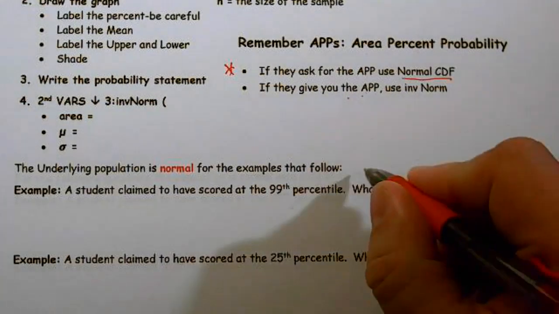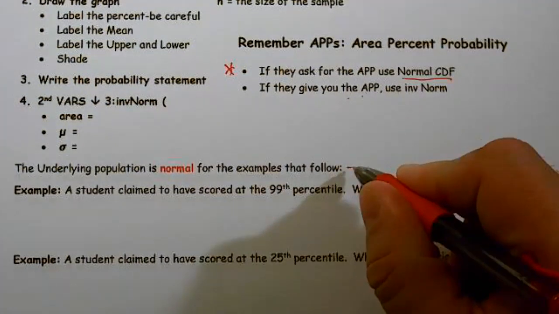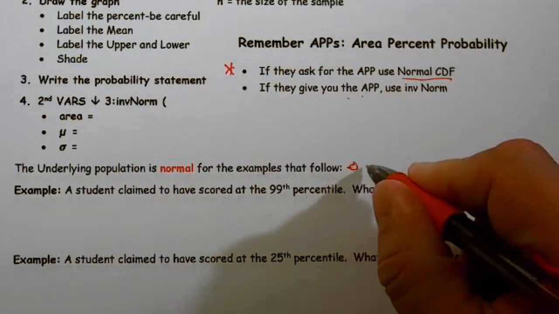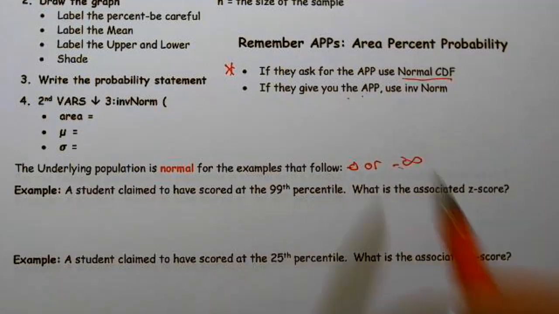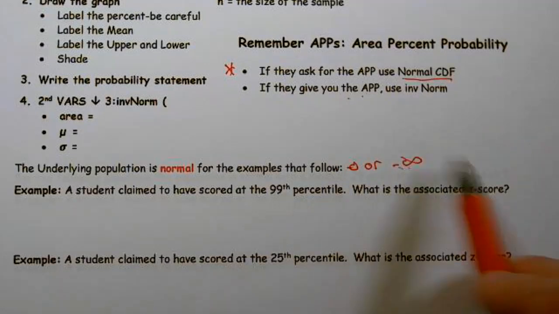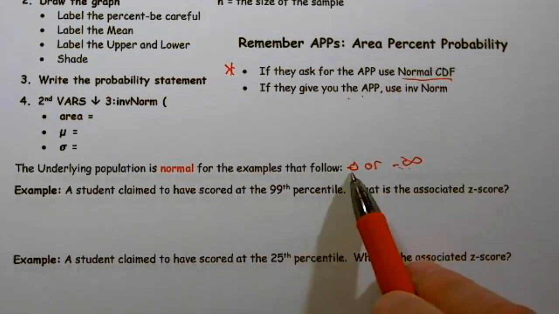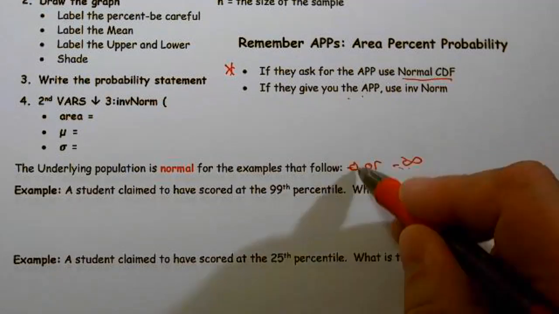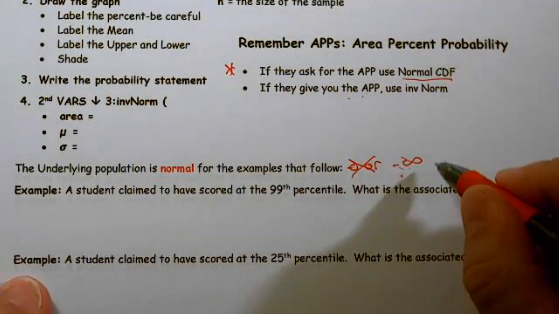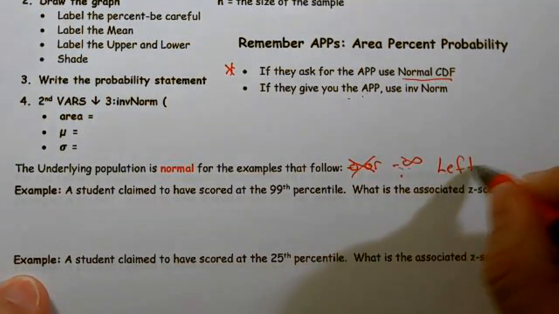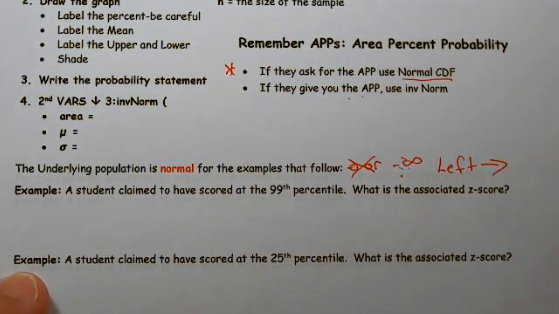Well, please remember, percentile ranks start at 0 or negative infinity. Since we're working with a continuous distribution, we're starting at negative infinity and going on. If we're working with a normal, we don't have to worry about this. We'll always be at negative infinity. Percentile ranks always start from the left and move to the right. So please don't forget that.